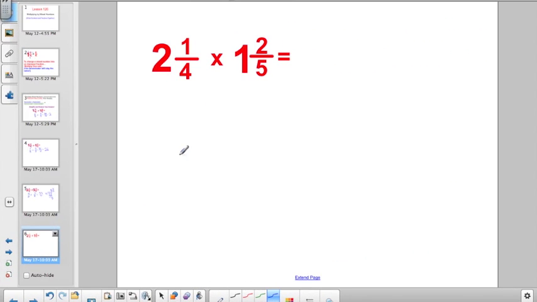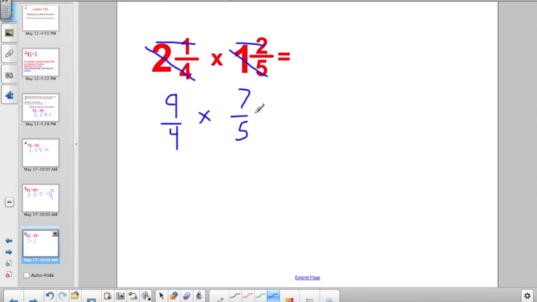One more before we turn you loose on Socrative. Here I have 2 1/4 times 1 2/5. Change into improper fractions. 4 times 2 is 8. Plus 1 more is 9. And the denominator stays the same when we write them as improper fractions. Over here on the other side, 5 times 1 is 5. Plus 2 more, that's 7. Denominator again stays the same. So I have 9/4 times 7/5.